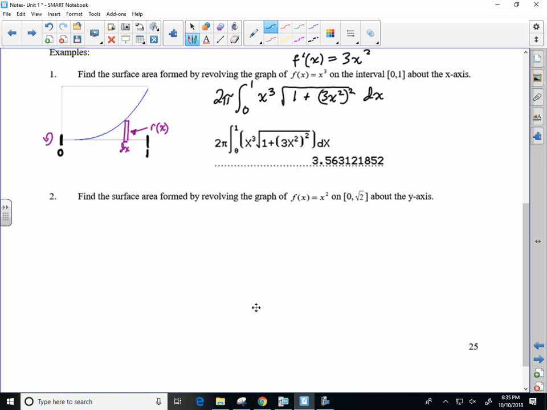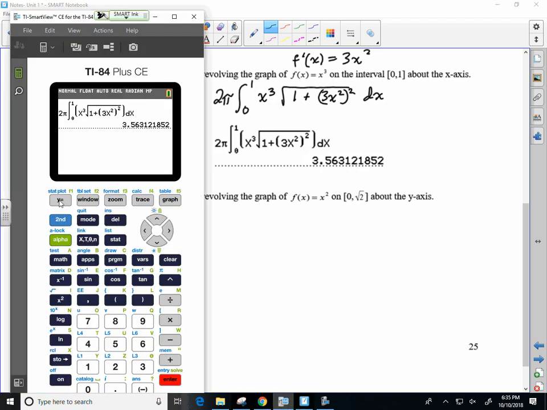All right. Well, here's hoping I made the edits on number 2. Otherwise, it's going to be the exact same problem as number 1, just with a different function. So x squared on the interval, oh, it already looks different. Okay, good. On the interval of 0 to root 2, calculator converts that over to decimal form. Doesn't matter to us.